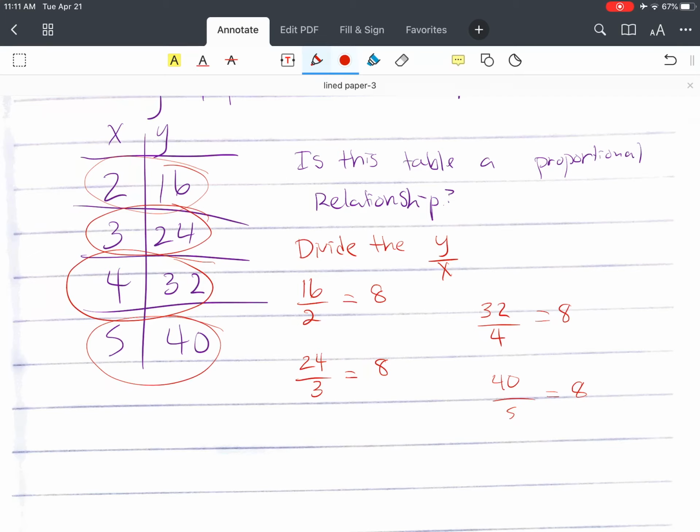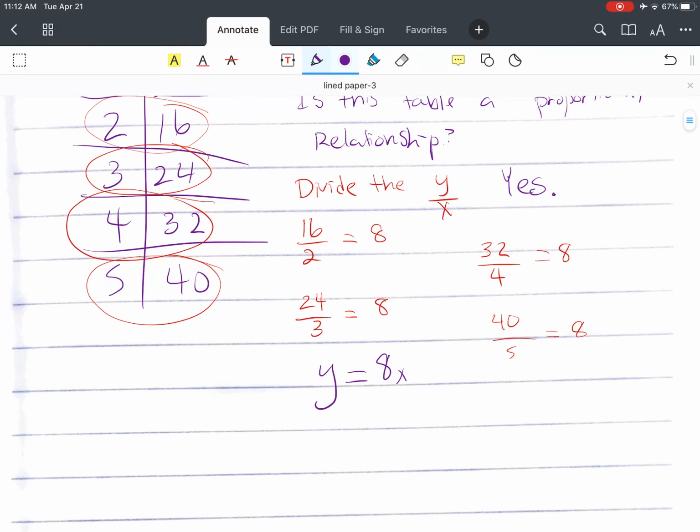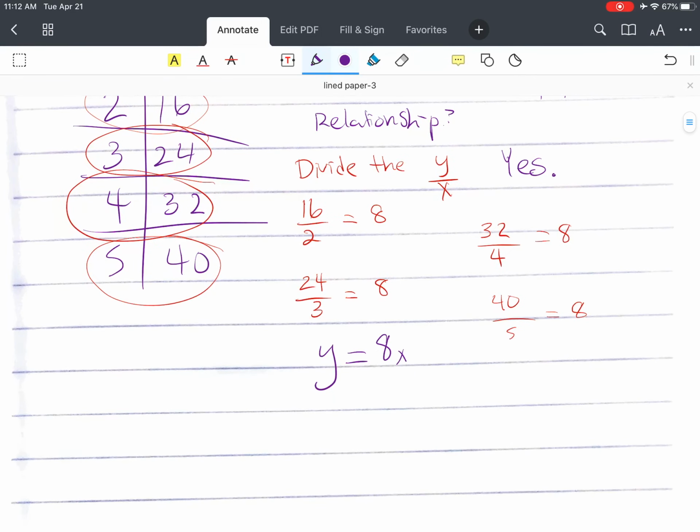What this means is, since all of these have the same multiplier being 8, this is a proportional relationship. And in fact, the equation is going to be y equals 8x, because you take the x value and you multiply it by 8 to get the y value. If one of these numbers was different, if you had 8, 8, 8, and then 10, this would not be a proportional relationship. Okay?